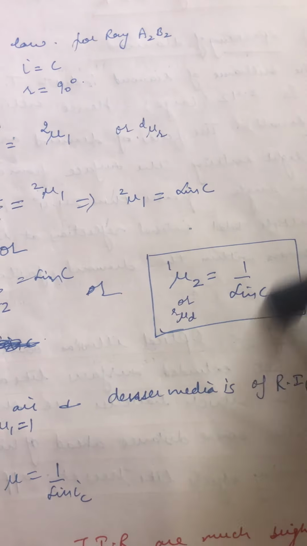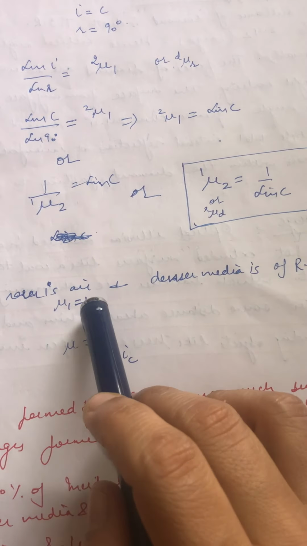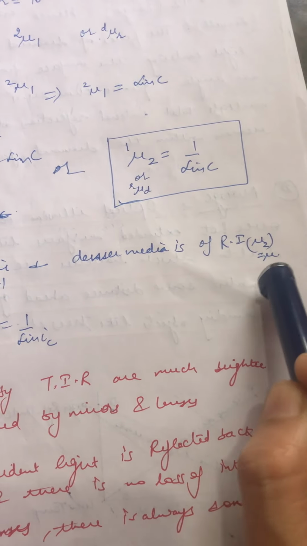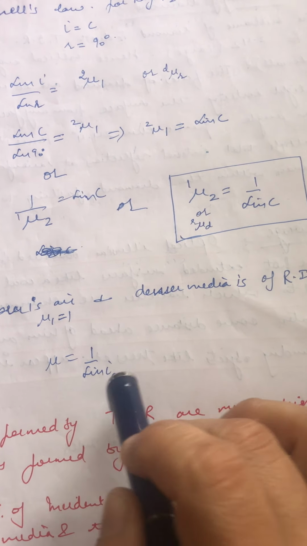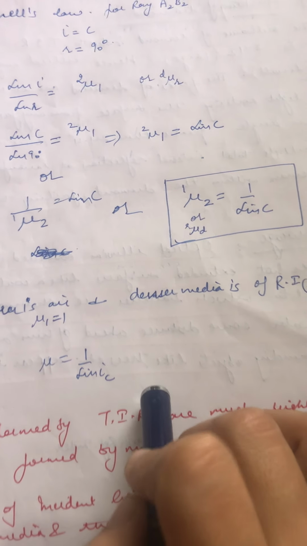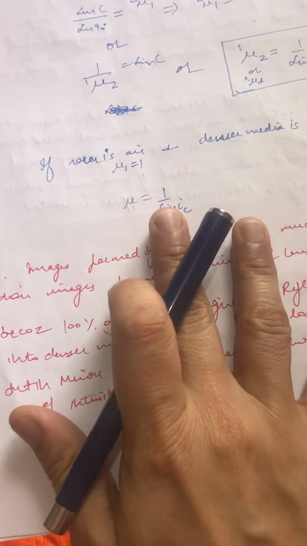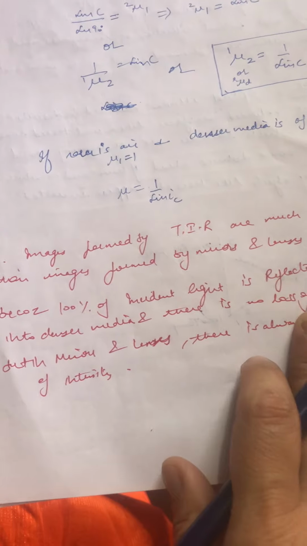This formula is very important. They said if your rarer medium is air and the denser medium is any medium having refractive index mu, then this formula takes the form mu is equal to 1 by sin C. So you have to learn this: the refractive index is inversely proportional to the sine of the critical angle.